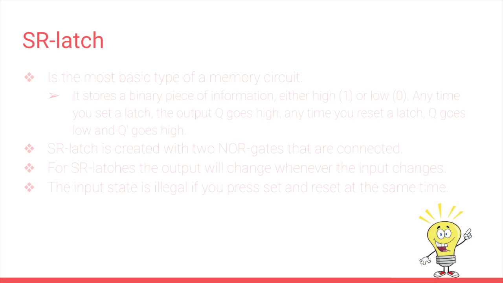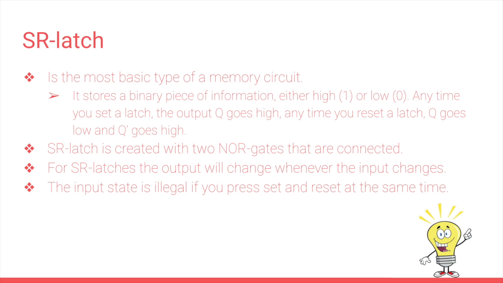The SR latch is the most basic type of a memory circuit. It stores a binary piece of information, either high or low. Anytime you set a latch, the output Q goes high, and anytime you reset a latch, Q goes low and Q next goes high. SR latch is created with two NOR gates that are connected. For SR latches, the output will change whenever the input changes. The input state is illegal if you press set and reset at the same time.